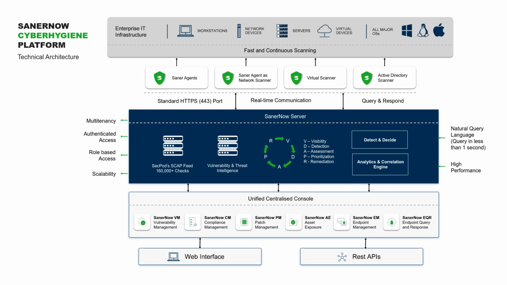How does our technical architecture look like? This is one of the slides that shows that. On the top, if you can see, this is how a typical IT infrastructure would look like. You will have workstations, network devices, servers, and some machines running over the cloud infrastructure. You're using virtual machines, and we handle all major OSs: Linux, Windows, and Mac.